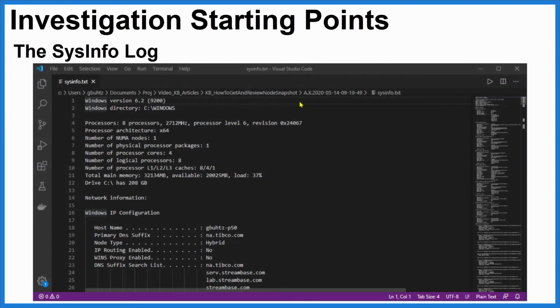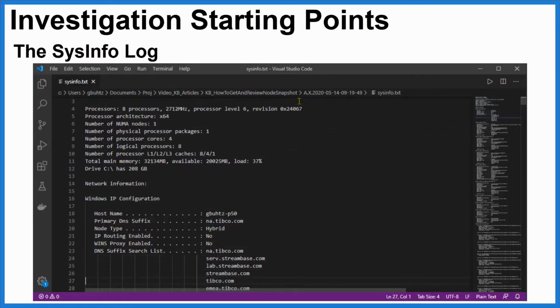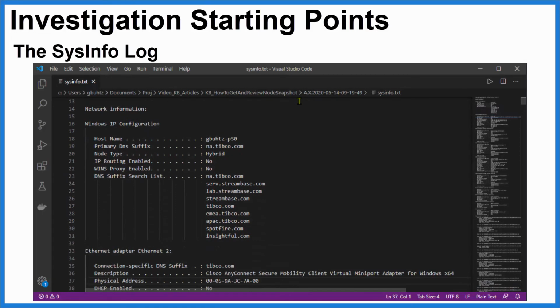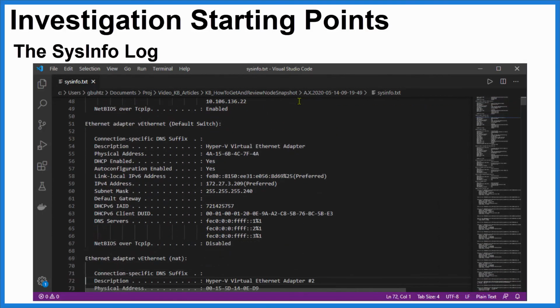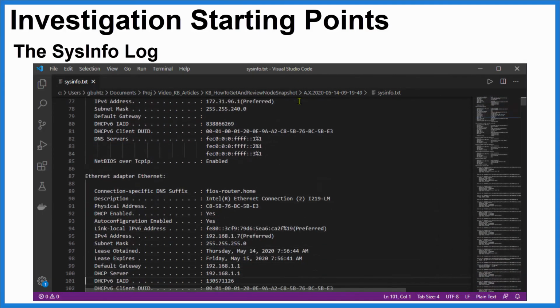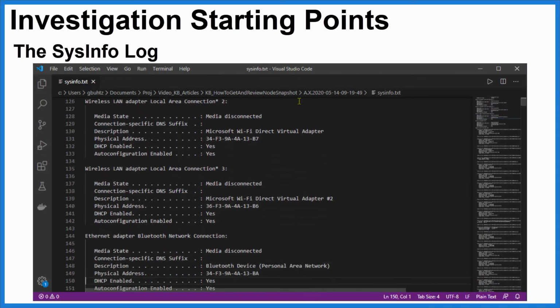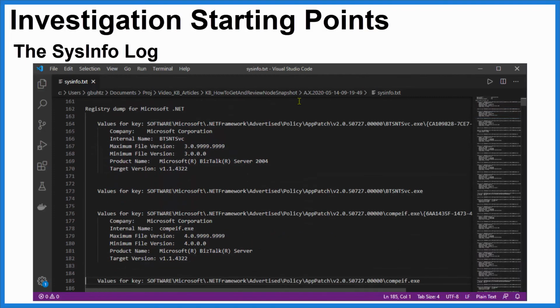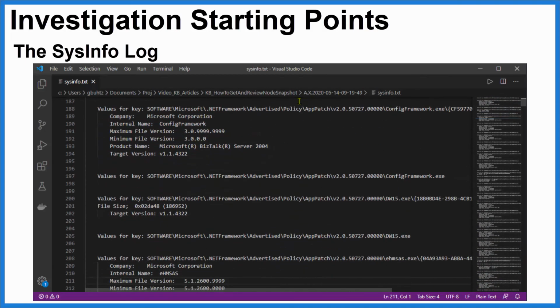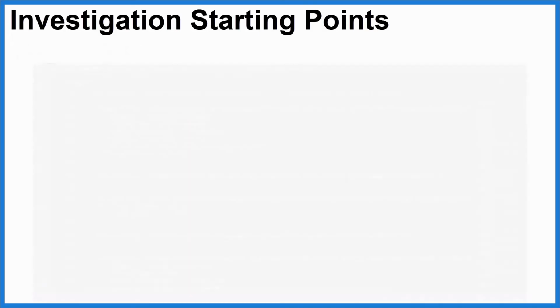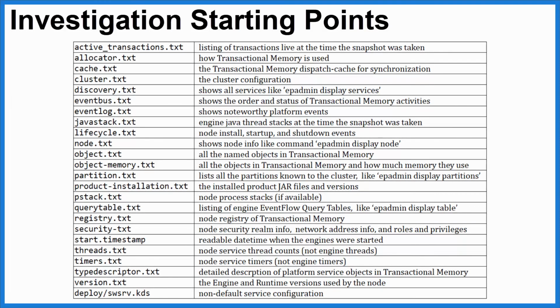The sysinfo text file includes a wealth of information about the operating system environment in which the node runs, including the OS version, number and speed of CPUs, the memory configuration, network adapters, disk-free space, and for Windows, the .NET registry and global assembly cache. Most of the other logs relate to the runtime platform internal implementation and are useful to our engineering team. I'll list them here.